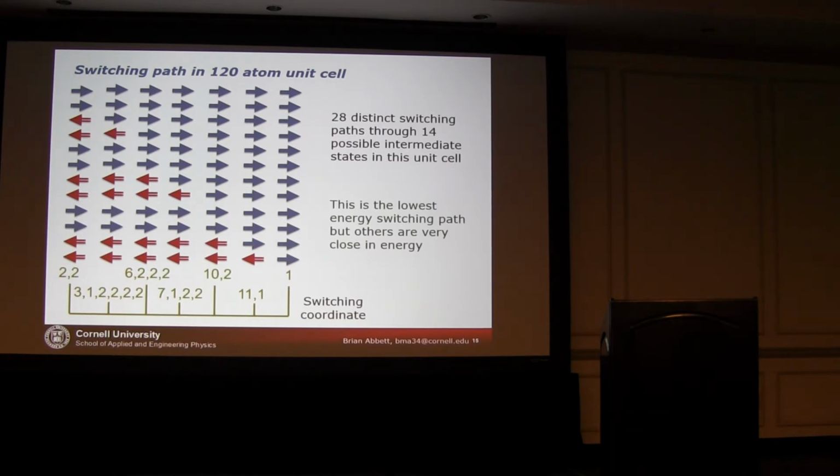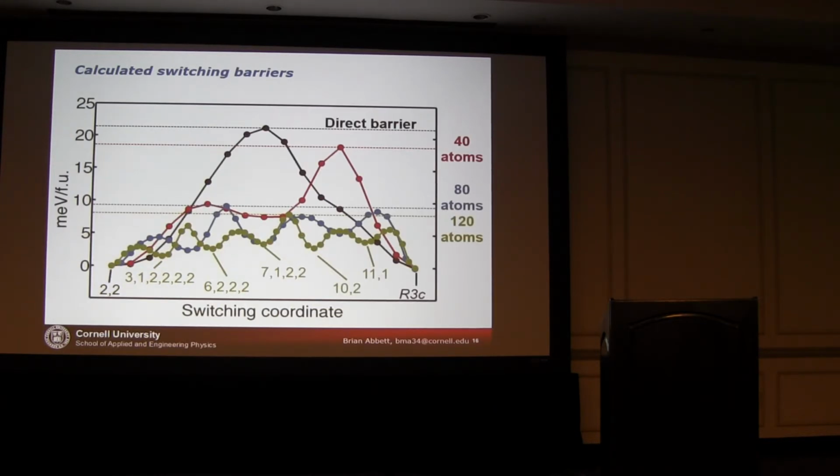So we tried tripling the unit cell to 120 atoms. At this point, there are actually way too many switching paths to draw out here. There are 28 possibilities. I didn't calculate all of them, I just calculated a few of them. This happens to be the lowest energy one that I found, passing through these structures here. The actual energy is now down around 8 meV per formula unit. And so it seems like as you go to larger unit cells, this energy is going to keep coming down.